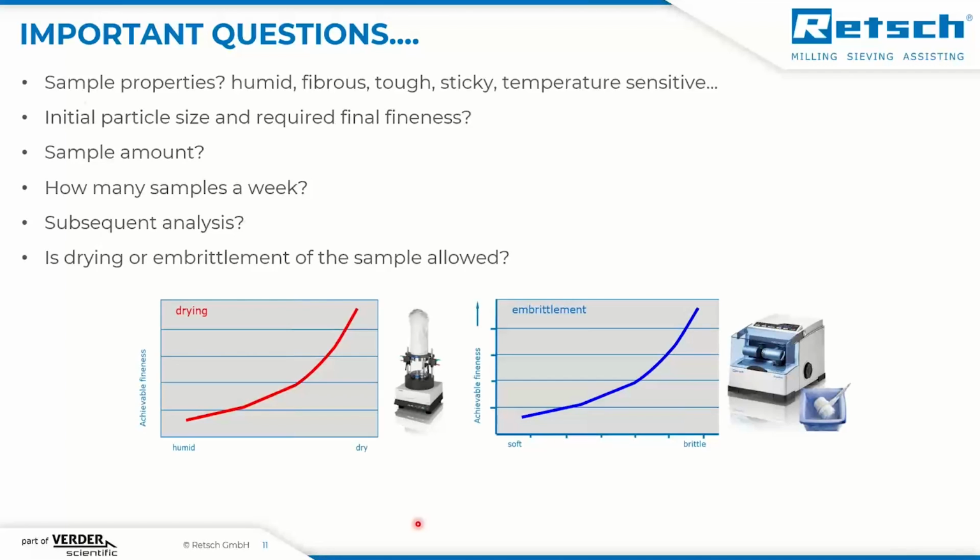And another aspect which you have to consider is whether drying or embrittlement of the sample is allowed. Grinding at room temperature can be done, that works, but it makes it easier in the lab if you are allowed to dry a sample or if you are allowed to embrittle a sample in some cases. Of course, when you have to analyze for the humidity of a sample, drying is not a good idea. So you have to keep in mind what I said before, the subsequent analytics. And it also depends on the regulations in your lab if you're allowed to embrittle a sample or not. The advantages of embrittling the samples will hopefully be seen clearly in the presentation.